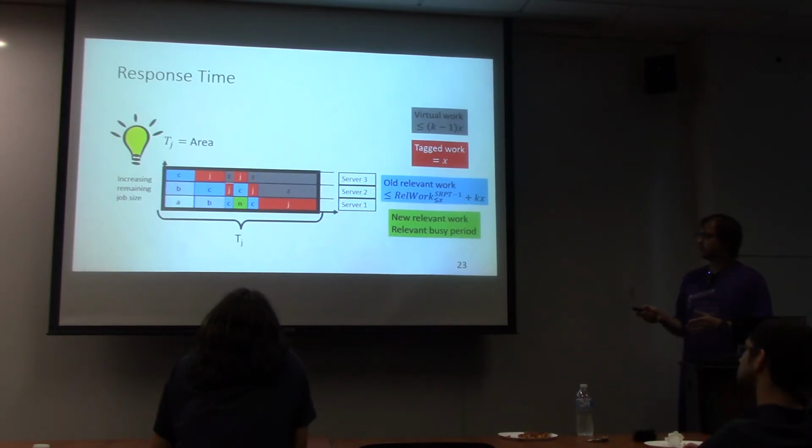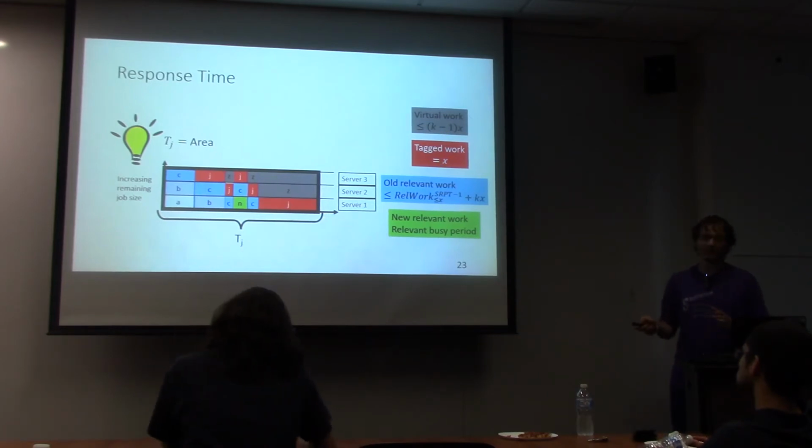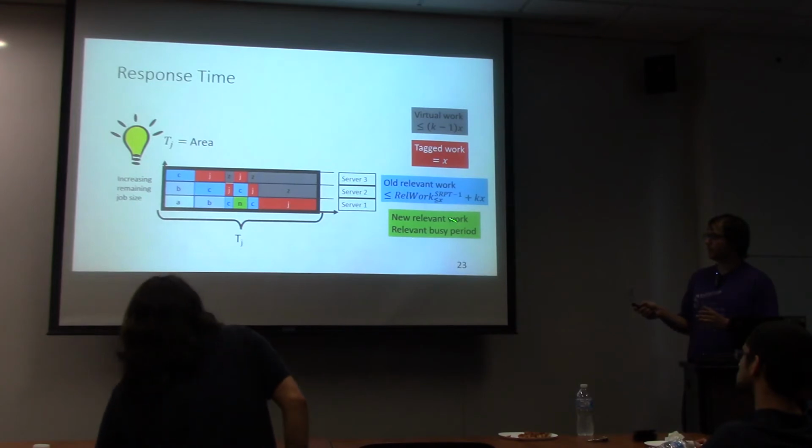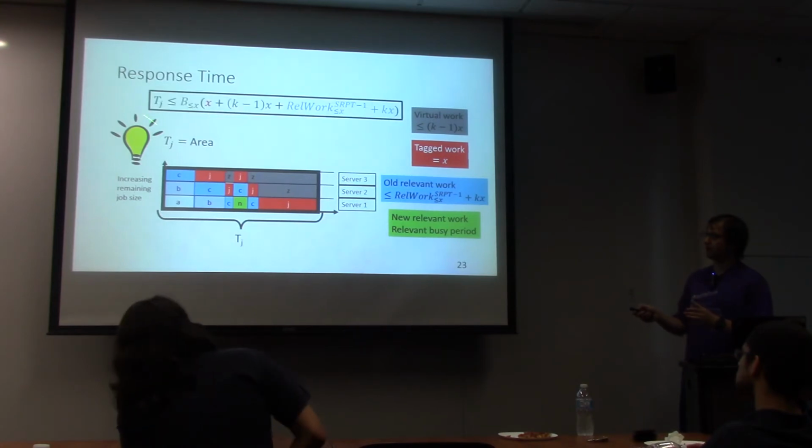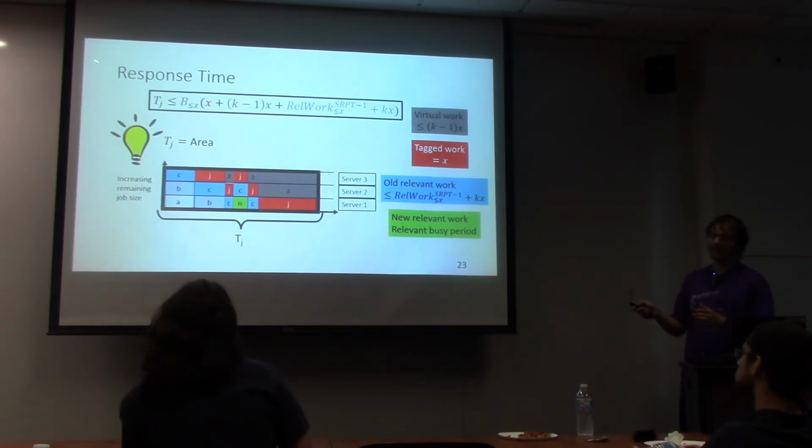So these 3 categories are basically the work that we can see coming right when we arrive: old jobs, ourself, and this sort of wasted virtual work. Then on top of that, there are these relevant jobs, the ones that come up later. The way queuing theorists represent these relevant jobs is with this symbol, this busy period sub less than or equal to x, meaning the relevant busy period. And then the amount is, at most, x from the tagged work, k minus 1 x virtual, and this amount that we just found of old relevant work. And we can bound response time like this. So this is the response time bound.